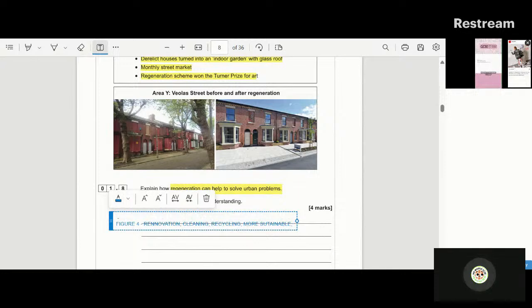Although you could argue that there are fewer trees, which is quite interesting. I don't know why they would do that. Why would you get rid of the trees? Maybe because the roots were upturning the pavement or something like that.